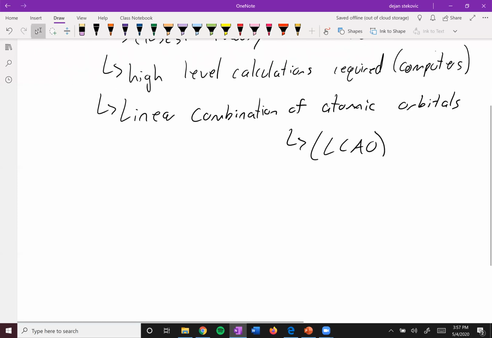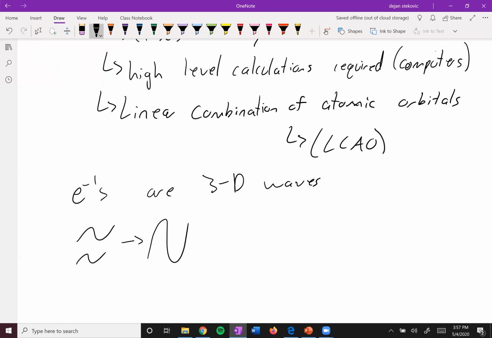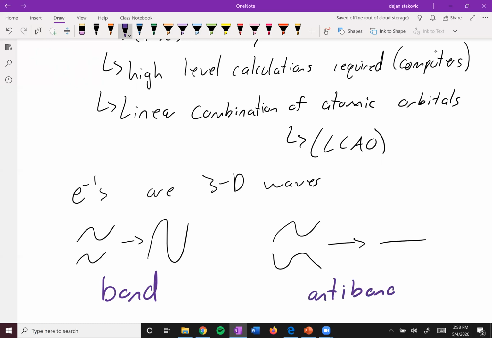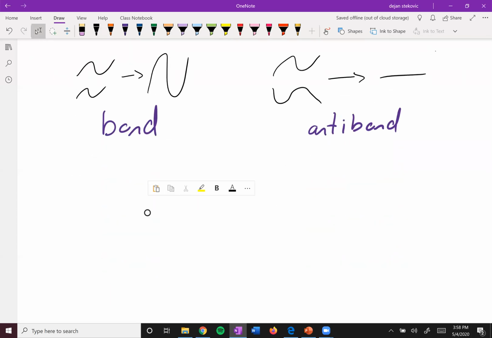Again, just like valence bond theory, it goes back to the idea that electrons are three-dimensional waves. If you have things that are in phase, these waves will join to make a bigger wave, and this is what's known as a bond. When things are out of phase, you have the opposite. They cancel one another out, and this is what's called in molecular orbital theory an anti-bond. Here's a little diagram.